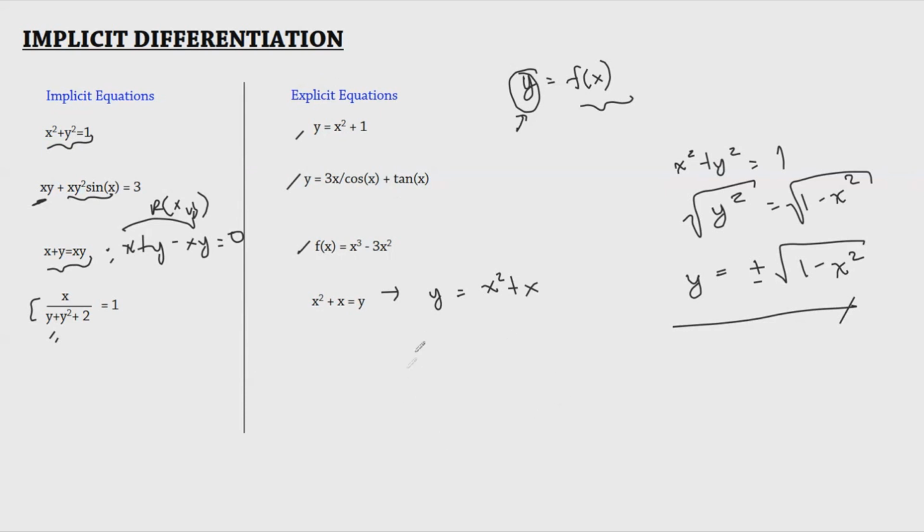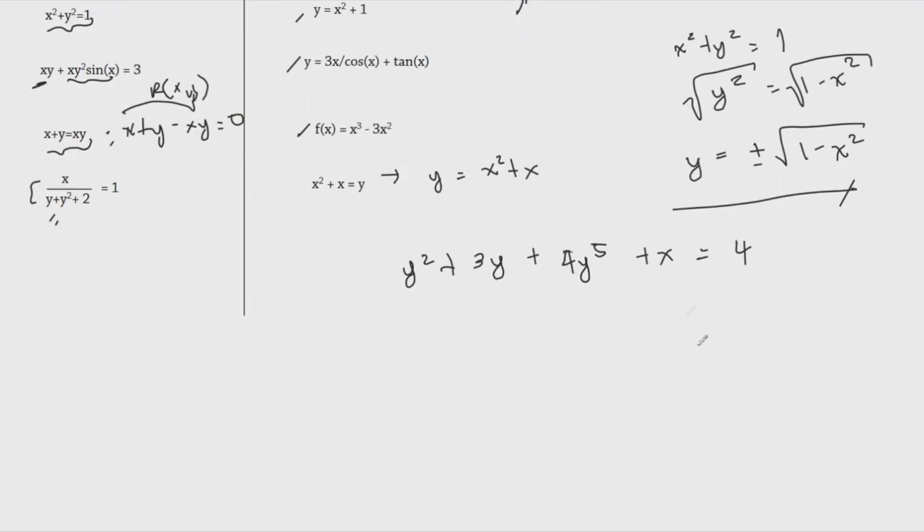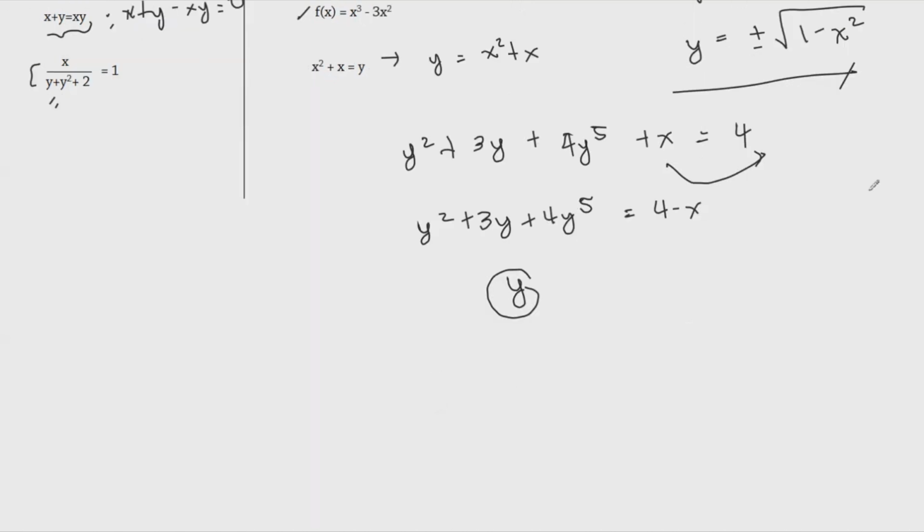Just take for example this: let's say we have y squared plus 3y plus 4y to the 5th, and then add some x, and let's equate it to 4. In this manner, we could simply transpose the x, and we will have y here. Probably you'll be thinking we have already isolated y, so it's done. But the thing is, this is in square, this is in the first degree, and this is in the 5th degree. What we need is just simply the y term, and then equate this to some x.